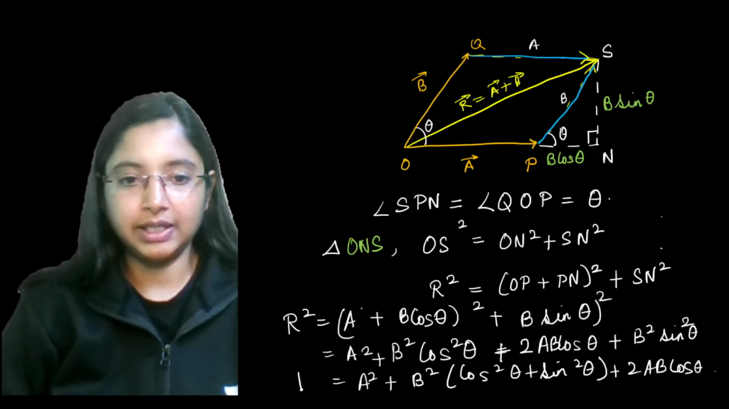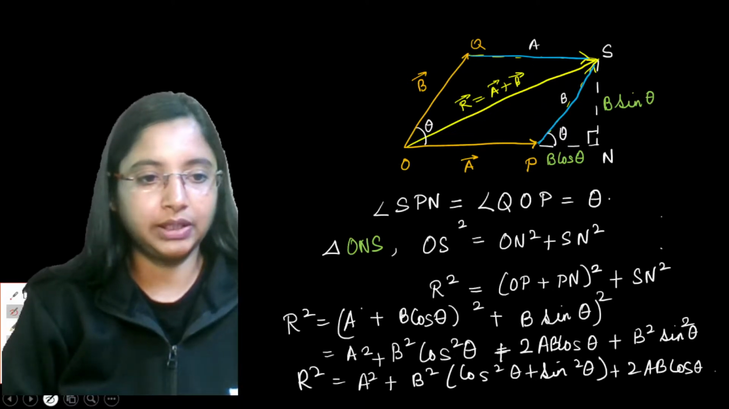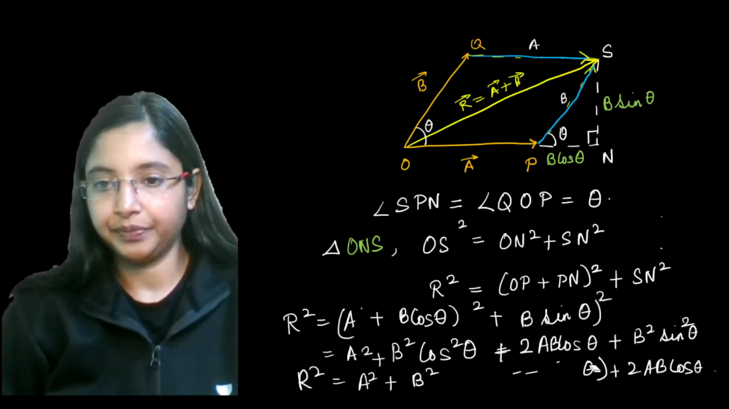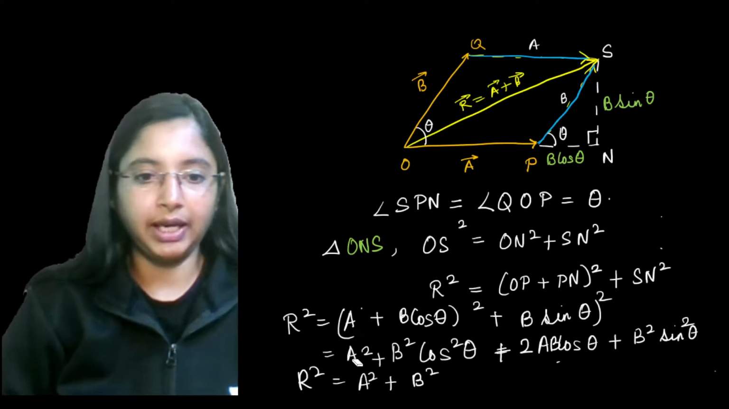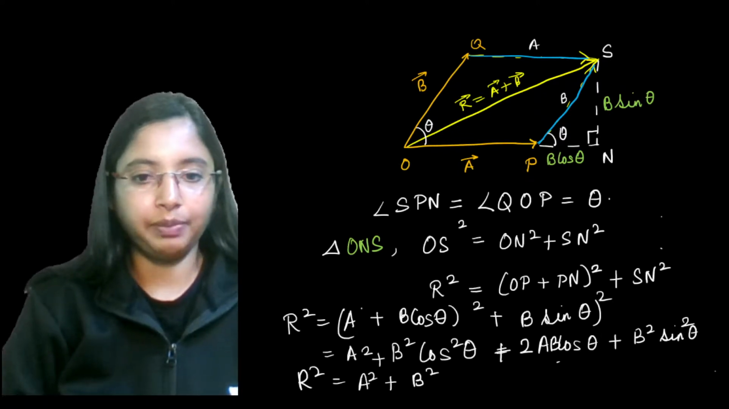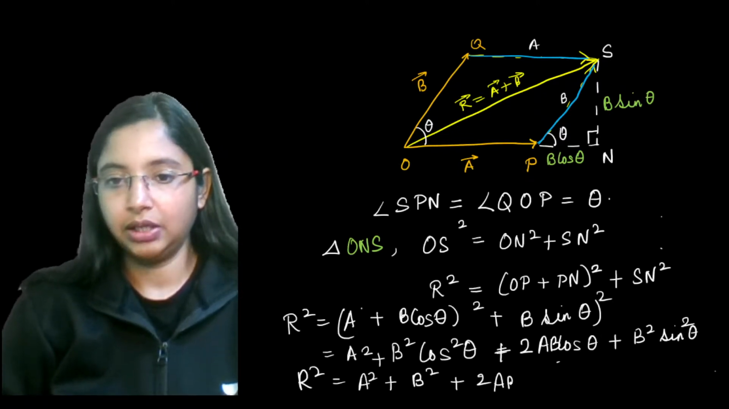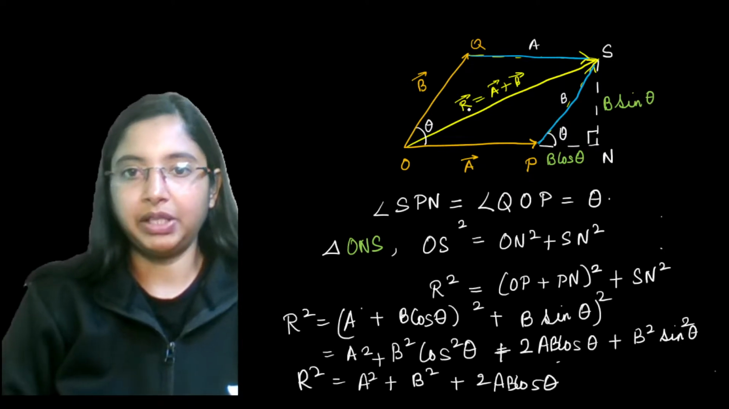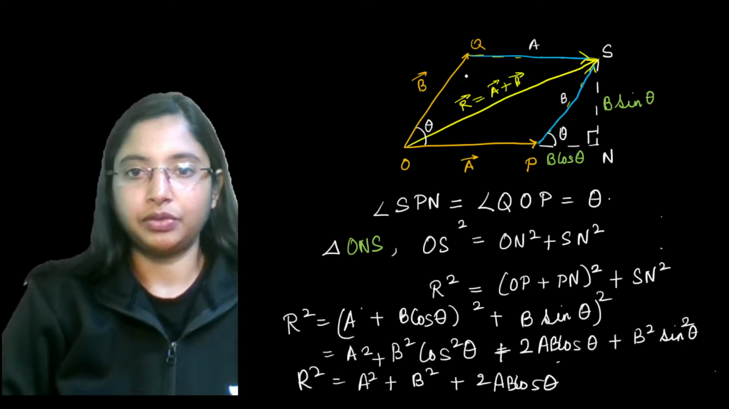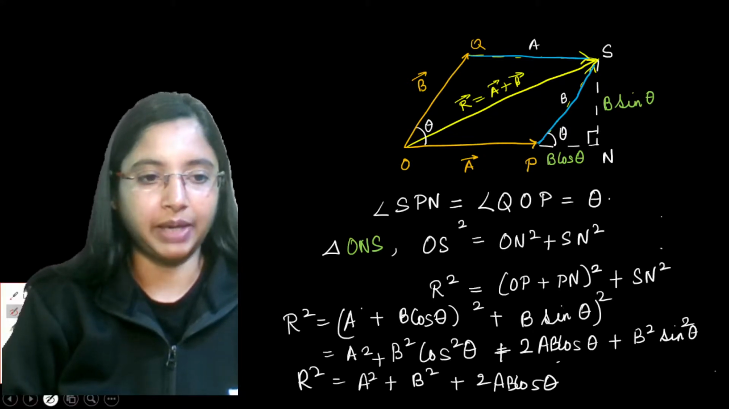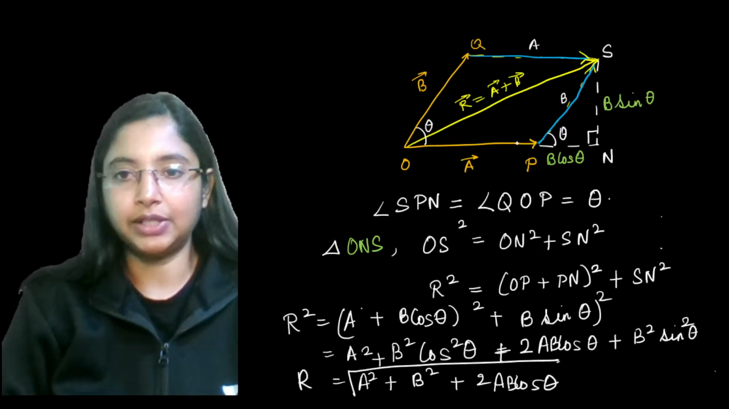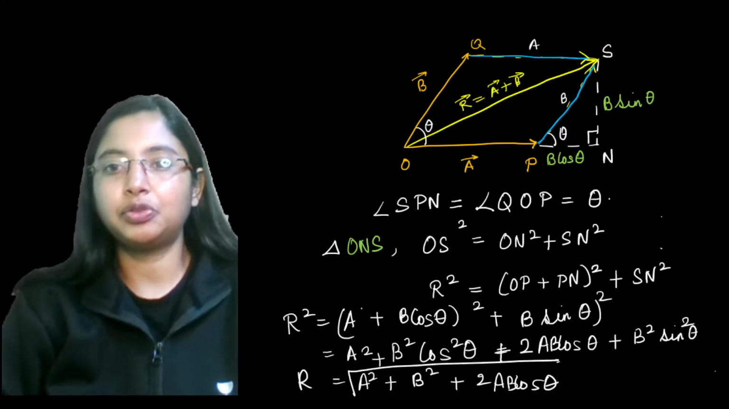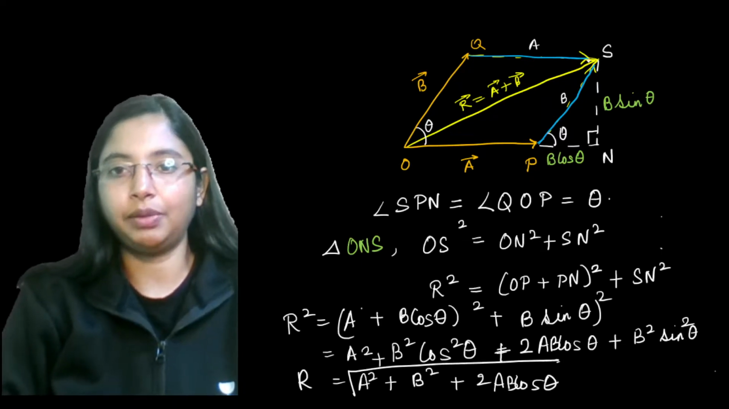So this is actually R square. If you see, cos square theta plus sin square theta is actually 1. So all we have over here will be A square plus B square plus 2AB cos theta. That will be the magnitude of R. So this is R square, and if you want R, that will be the square root of this. So the square root of magnitude of A square plus magnitude of B square plus 2AB cos theta gives you the magnitude of R.